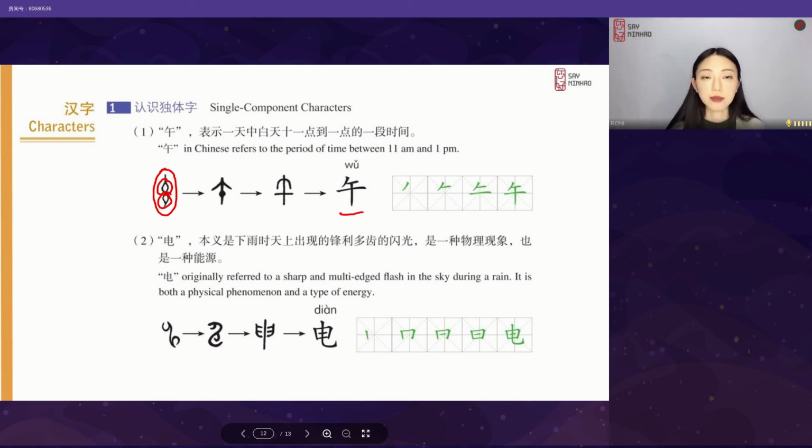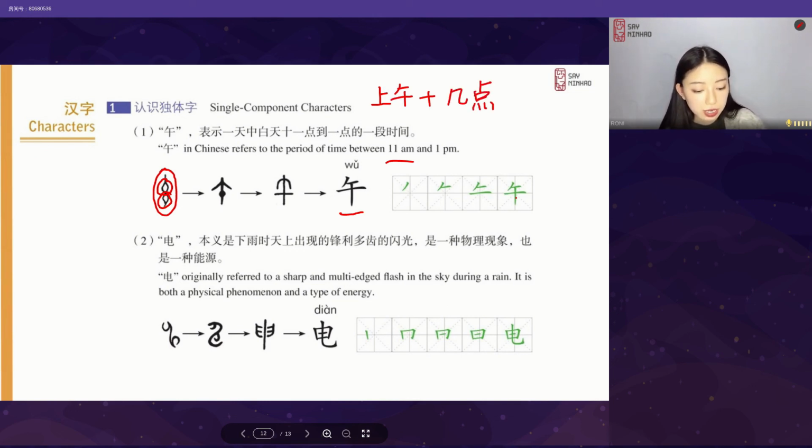It is the time period between 11 a.m. and 1 p.m. So how to say 11 a.m. in Chinese? 上午11点. If you want to say 11 a.m., it is 上午 plus some 点. And if it is p.m., then it is 下午. Don't forget it, we just said it before. 下午 plus the time.